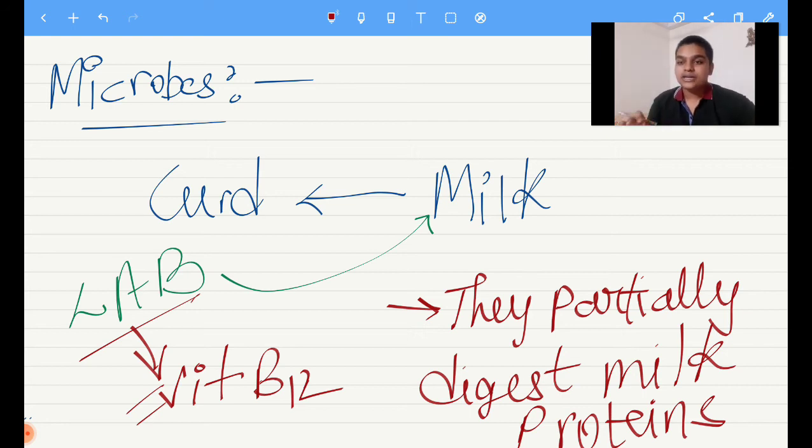So please make a note of these points, so that we will be moving into the next process of making bread with the use of microbes. Let's move there, guys.